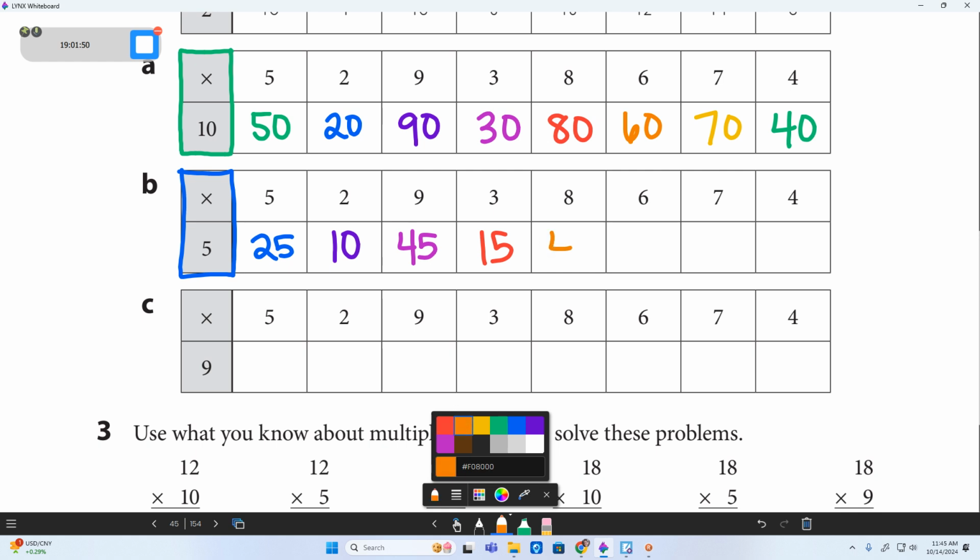8 times 5 is 40. 6 times 5 is 30. 7 times 5 is 35. 4 times 5 is 20.